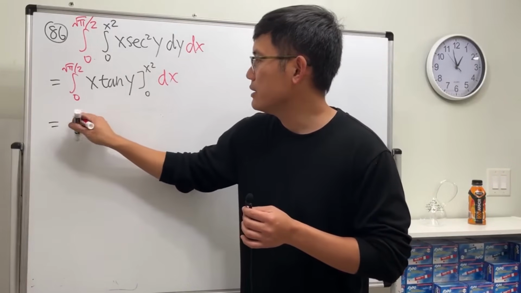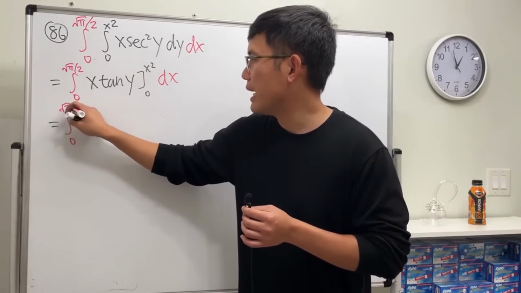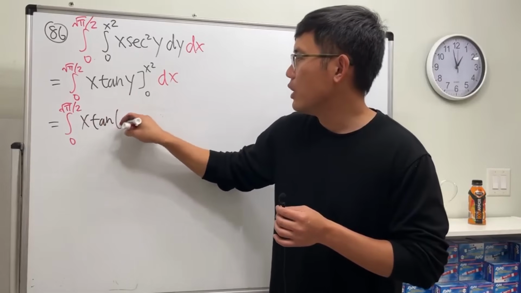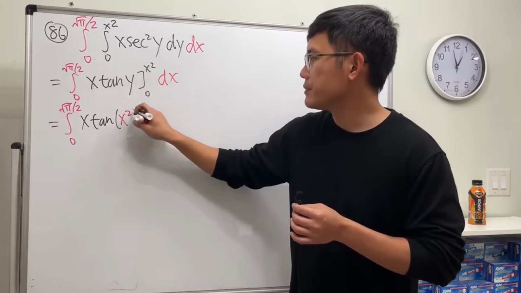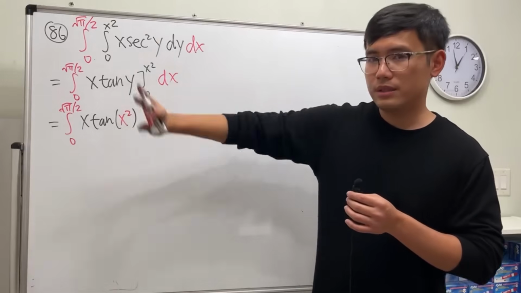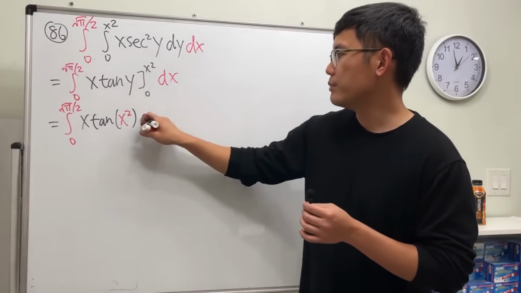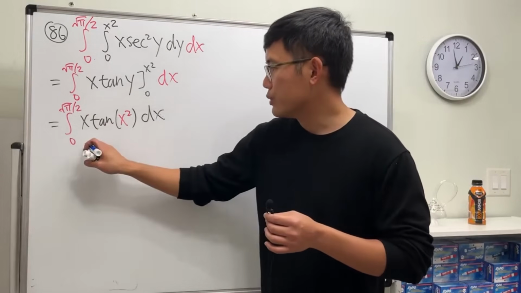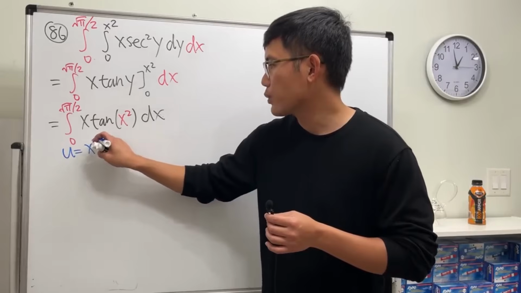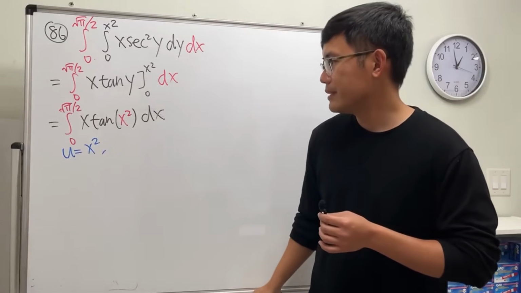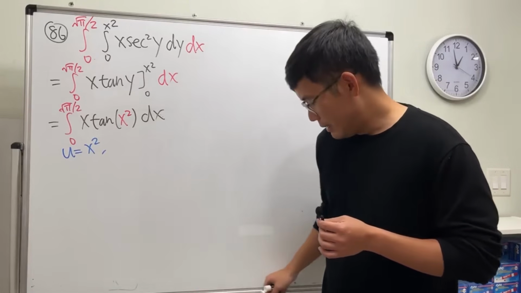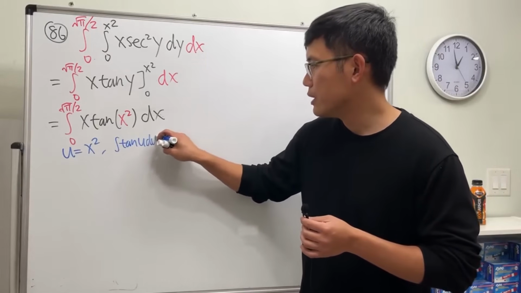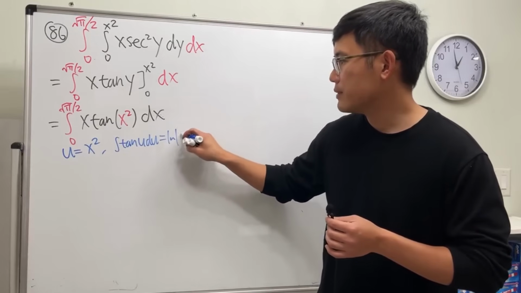So here we get the integral going from 0 to square root of pi over 2, and we have x times tangent y is now x squared, and then plugging 0 into the y is just 0, so that's nothing, and that's pretty much it. Then we can do a u sub, right? So that u equal x squared, and let me also remind you guys the integral of tangent u du is ln of the absolute value of secant u.